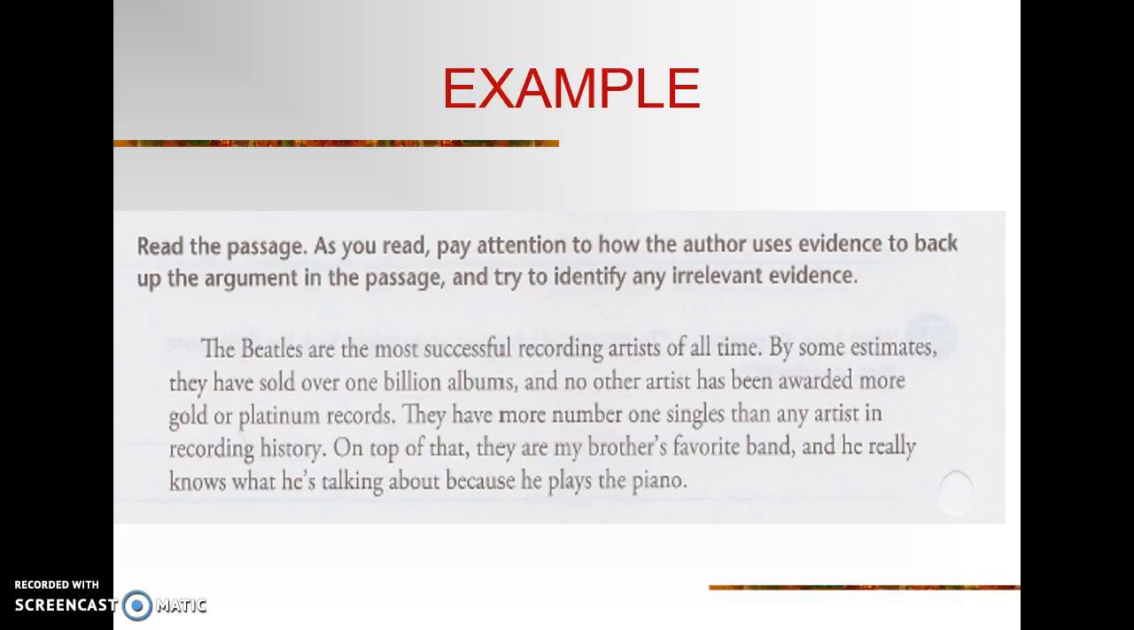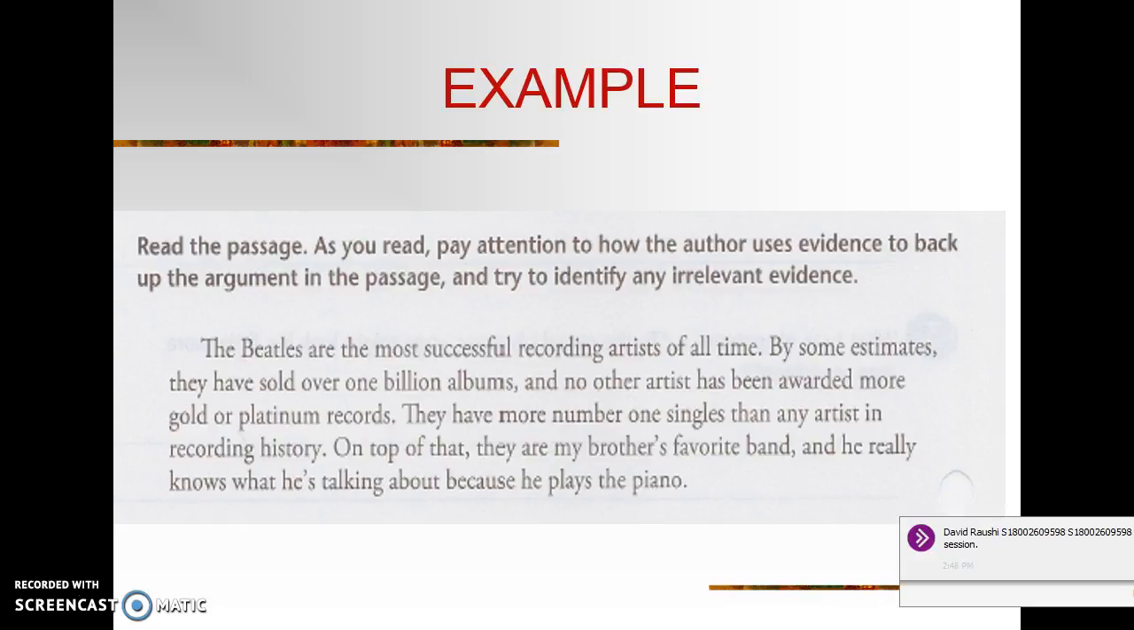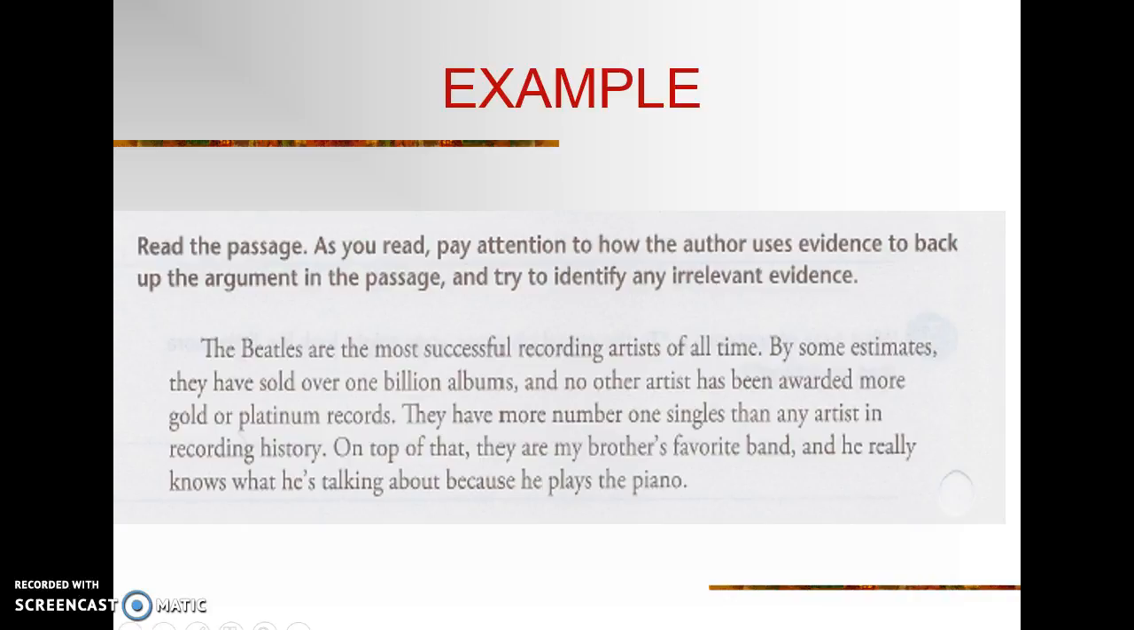Okay, so we're going to take a look at this passage. As you read, pay attention to how the author uses evidence to back up the argument in the passage and try to identify any irrelevant evidence.